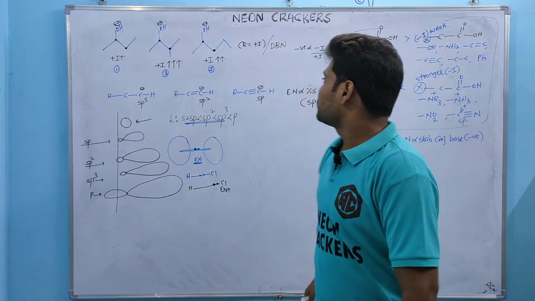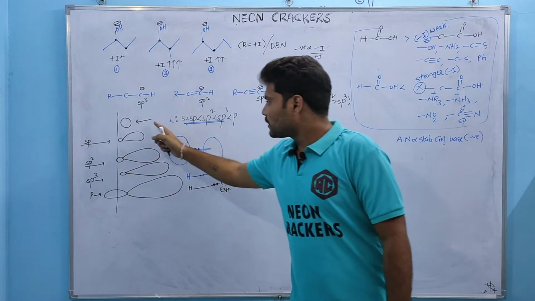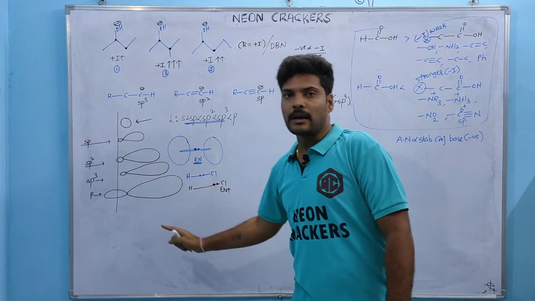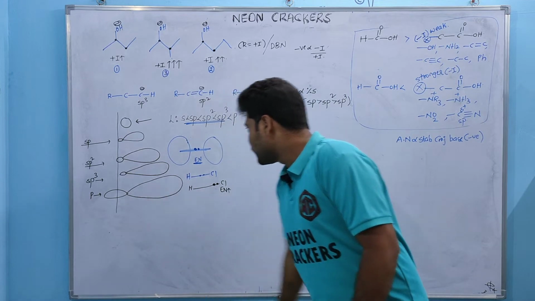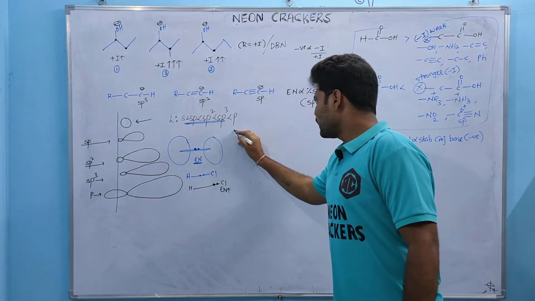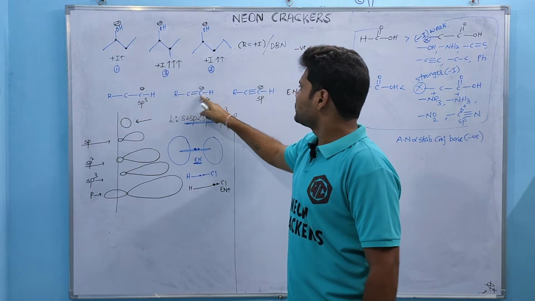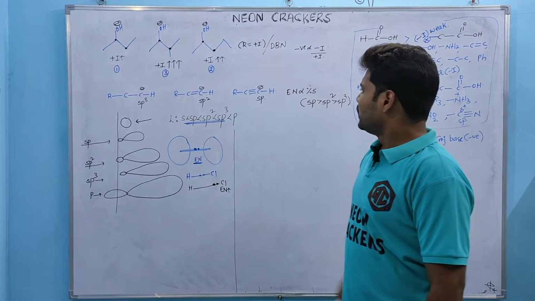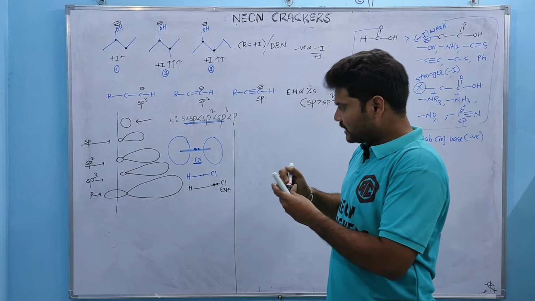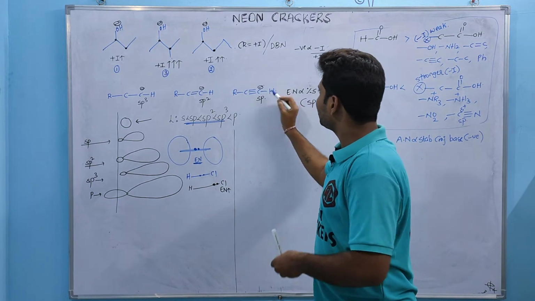So this is the concept of electronegativity among hybrid orbitals. Now what is happening? We have to apply this logic here: R-C≡C⁻, C=C, C≡C. Here there is more electronegativity difference, of course, since sp carbon and hydrogen are there.